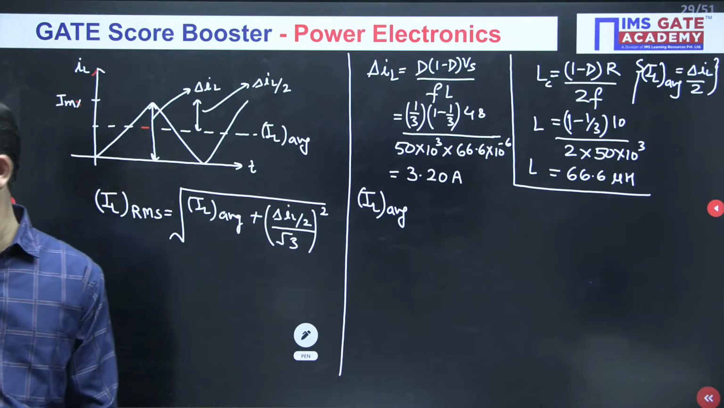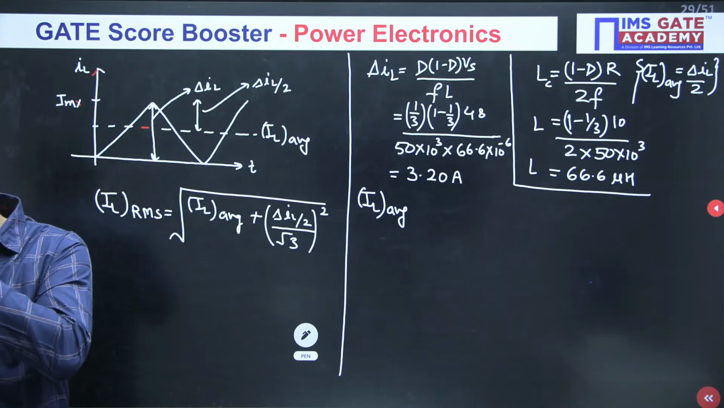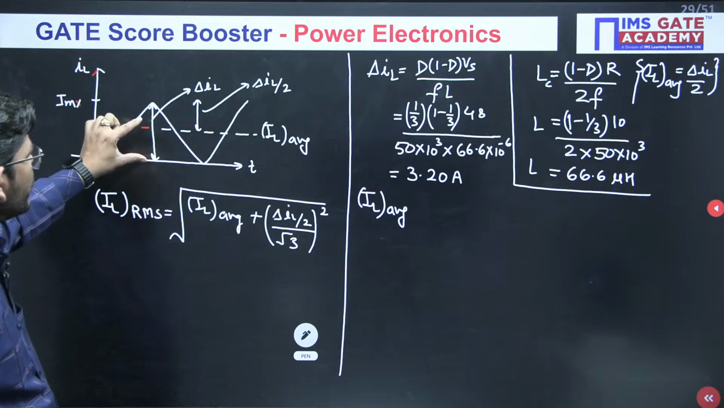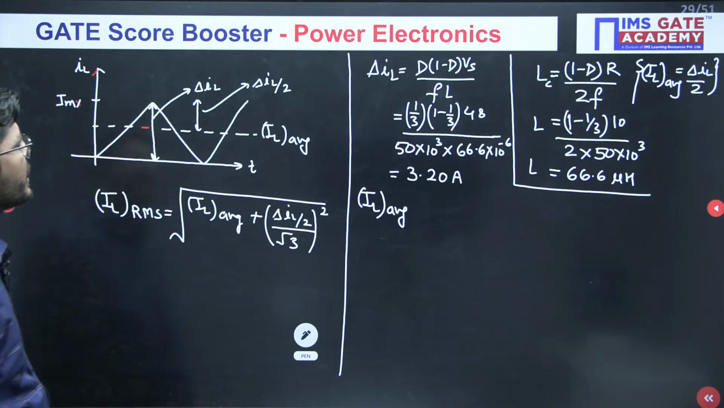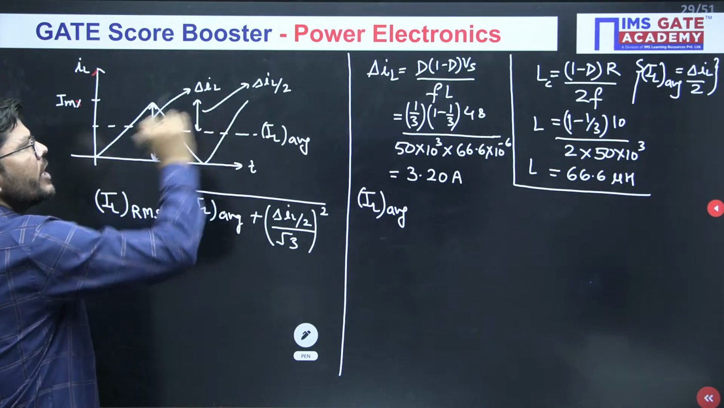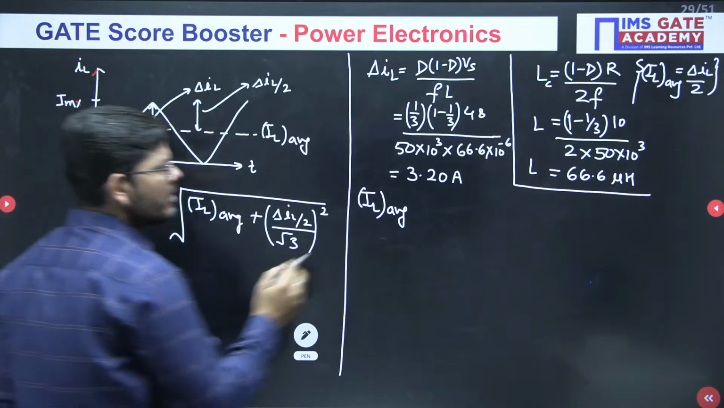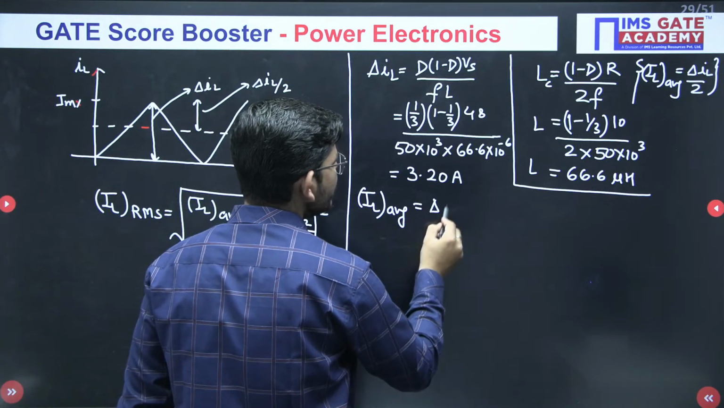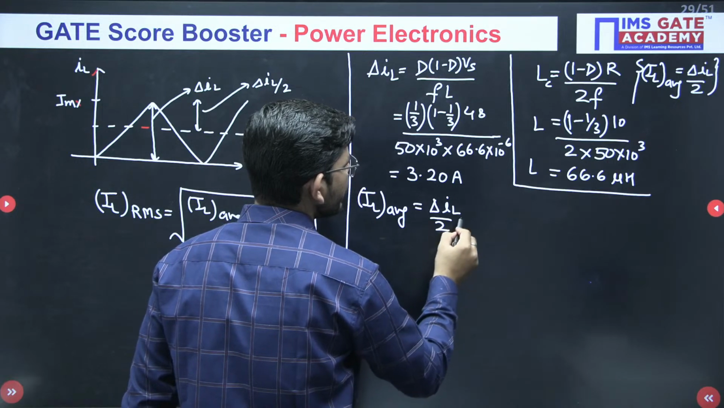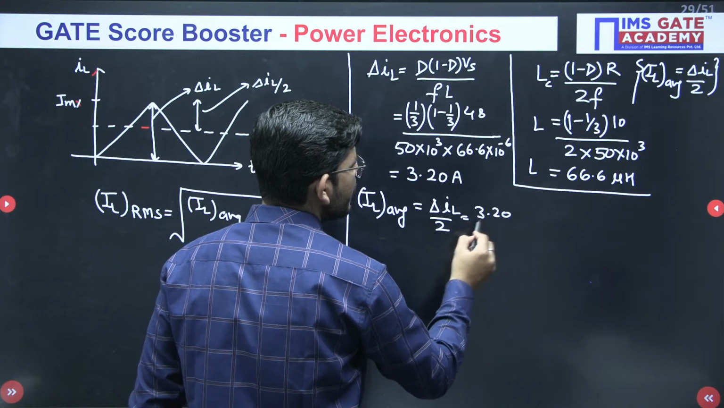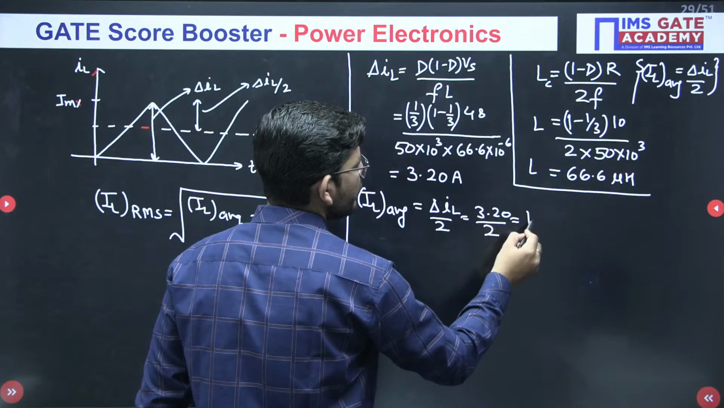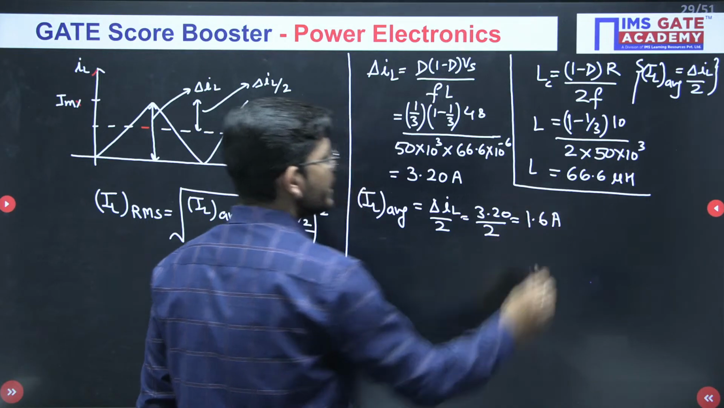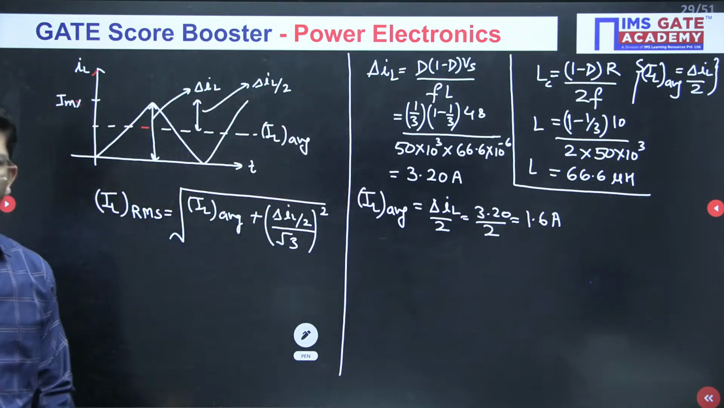What will be the IL average value? Can you tell me? If you look into this formula, in this condition, IL average equals delta IL by 2. So IL average is equal to delta IL by 2 here, isn't it? By looking into the waveform, we can confirm this. And what will we get? We will get 1.6 ampere as IL average.